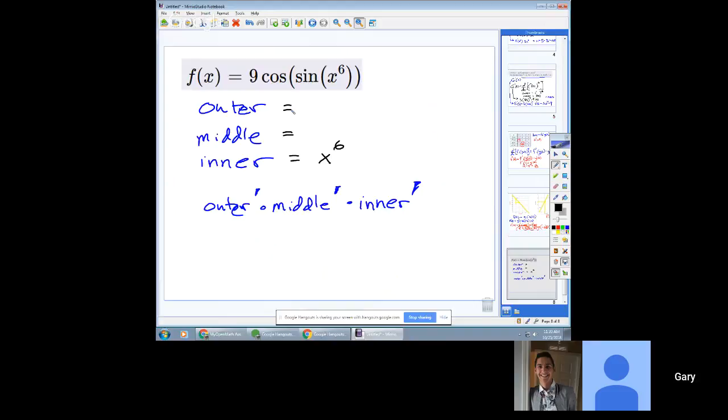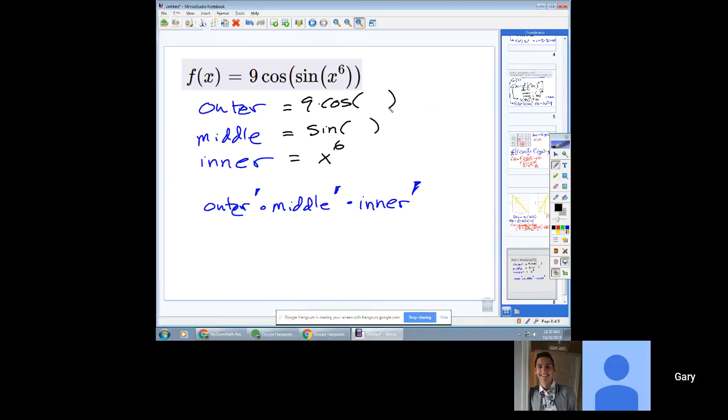And sometimes with these, I have to think, if I plugged in x, what would I have to do first? That tells me the inner function. After I take the 6th power, what do I do next? The sine gets to act next, so that's going to be the middle. And then the last thing to act is the cosine. You could leave it 9 cosine or just cosine, either way. I guess I'll call it 9 cosine, because multiples like that just get carried along. And then I usually leave the outer and middle functions blank at first, and then I fill them in after.